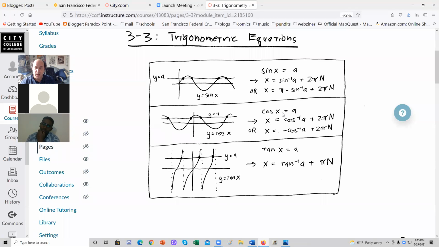The graph to solve cosine x equals a. Here's a graph of the cosine. Here's a graph of y equals a. And here would be the solution arc cosine a.